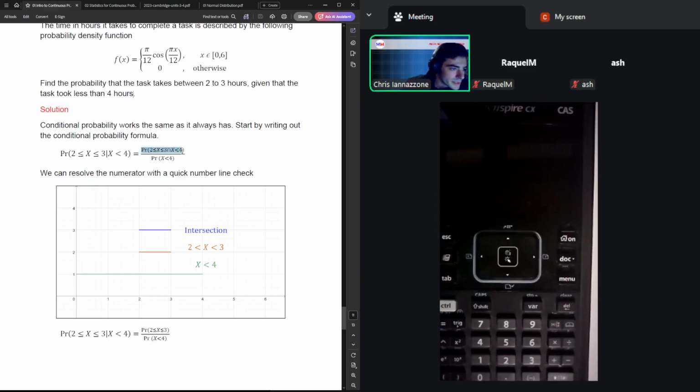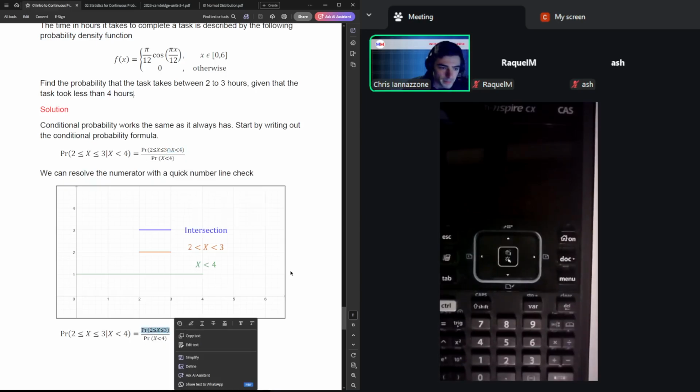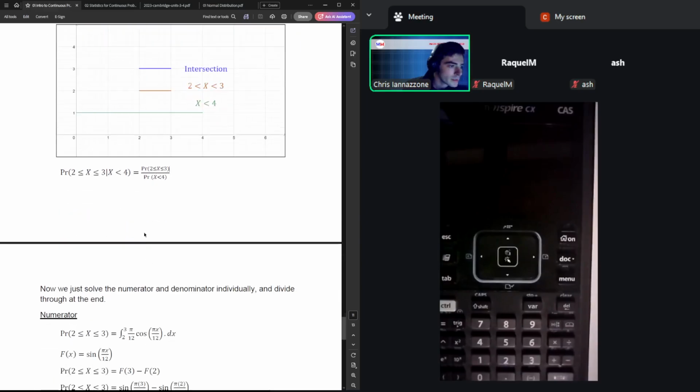To find the intersection of those two things, you just look at where they overlap. And that's just going to be this blue line bit here. Right? Where do these two things overlap? Just in the middle here. So this whole thing, you basically just knock off that right hand side. It's just 2 to 3.